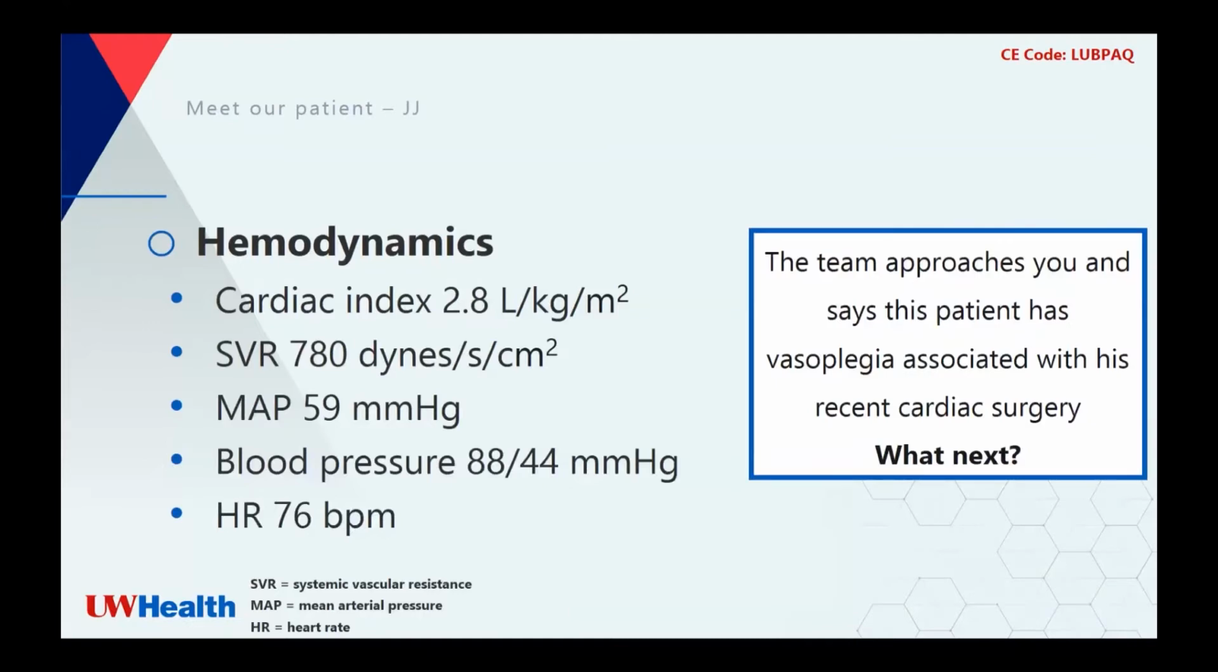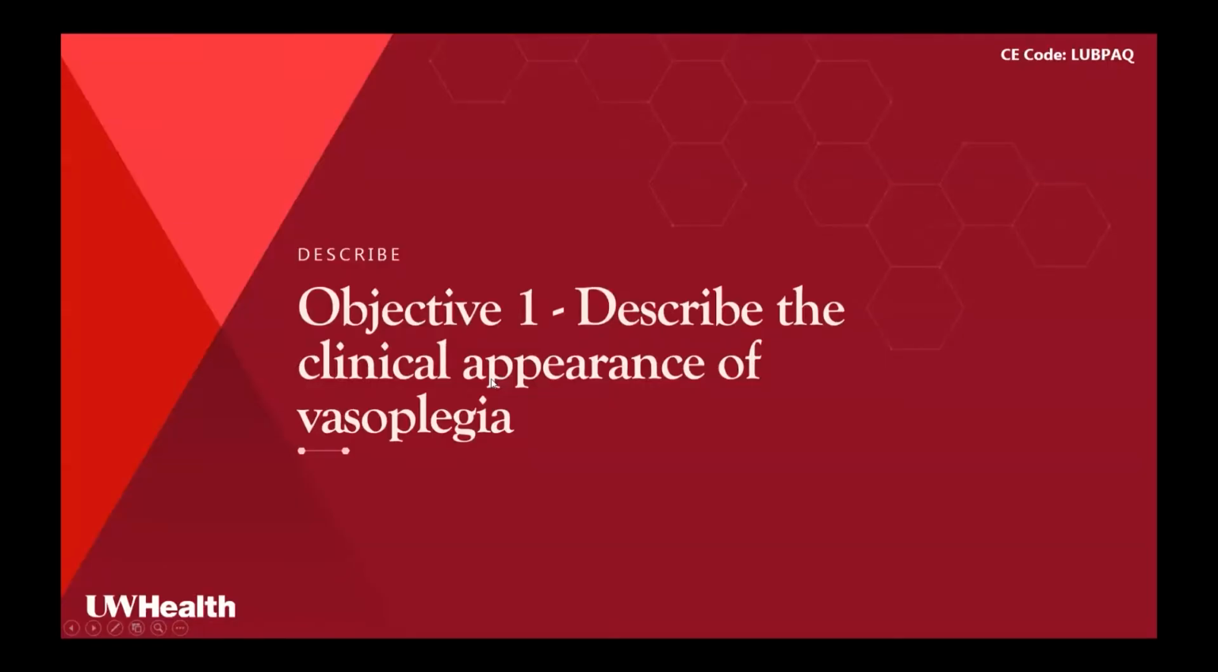So the team approaches you and says this patient has a vasoplegia associated with his recent cardiac surgery. So maybe you're a cosmic A resident staffing the PM shift or a cards weekend. What can you expect next, or what should you be thinking of next? This leads us to our first objective of describing the clinical appearance of vasoplegia.